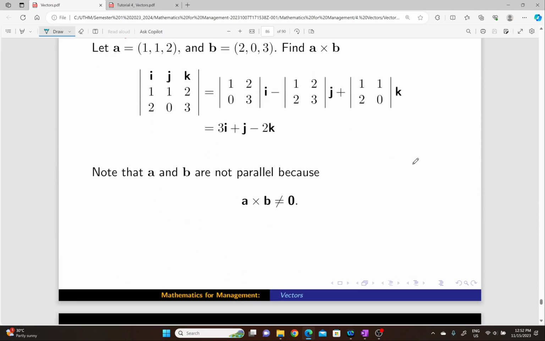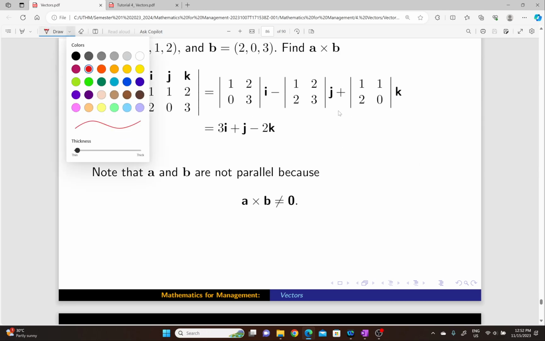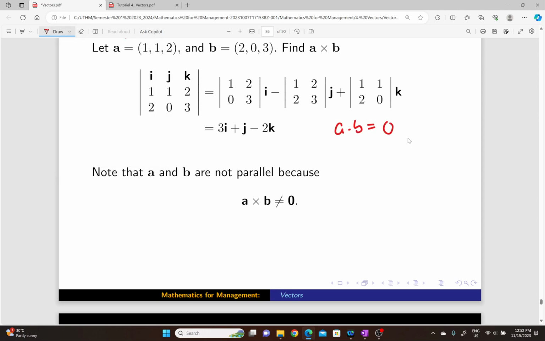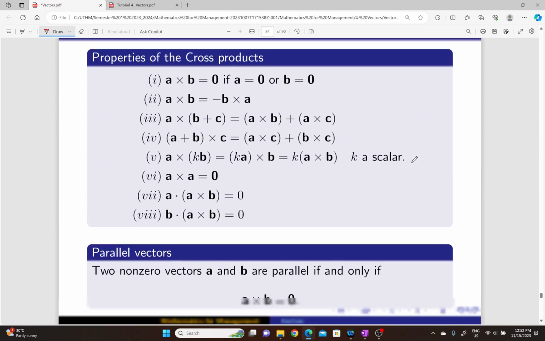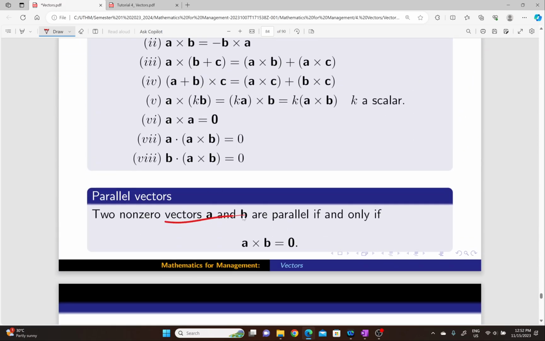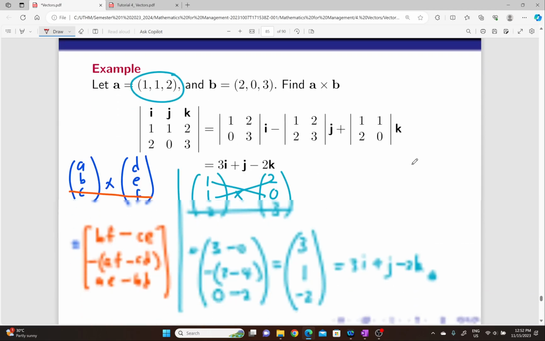Now, just now I told you that A dot B 0 means, what does it mean? This means orthogonal. Orthogonal means what? Both vectors are perpendicular. Okay. Now, for cross product also there is one thing I have written here. Two vectors A and B are parallel if you get a 0 vector.